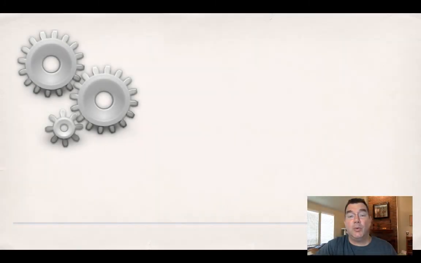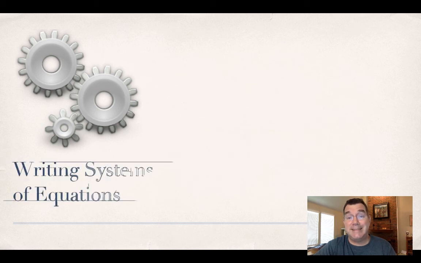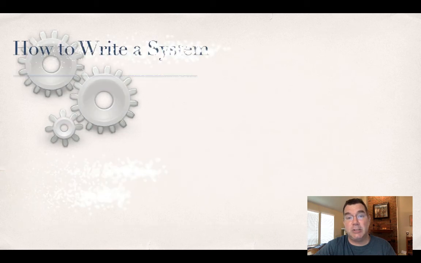Hello again. We are talking today, moving on into the next chapter, about not just how to solve one equation for one variable, but how to solve multiple equations for multiple variables. That's called solving systems of equations. So first, before we look at solving them, we're going to look at how to write systems of equations.